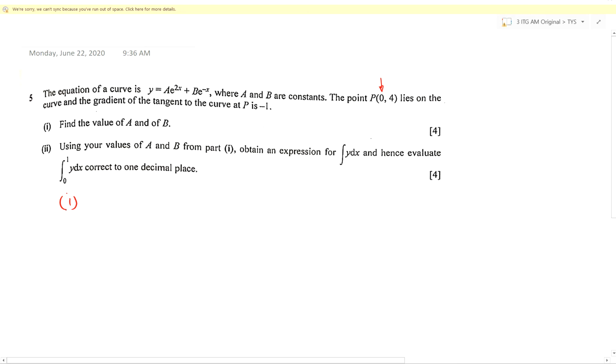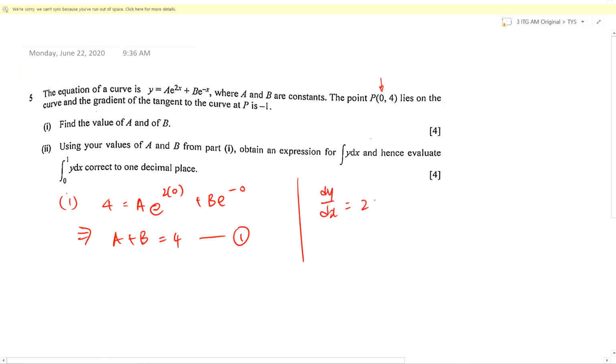So do the substitution for a e to the power of 2 times 0, we didn't actually have to write that, plus b e to the power -0 also. So our first equation that we generate is that a plus b equals 4. Equation number 1. Second equation is after differentiating. Due to the lack of space, I'll just do it at the side. dy/dx equals 2a e^(2x) minus b e^(-x).